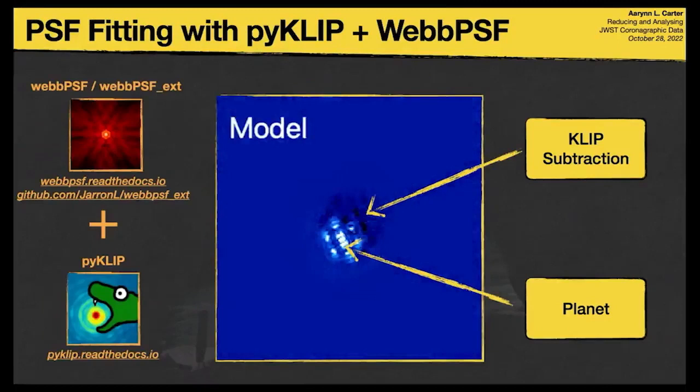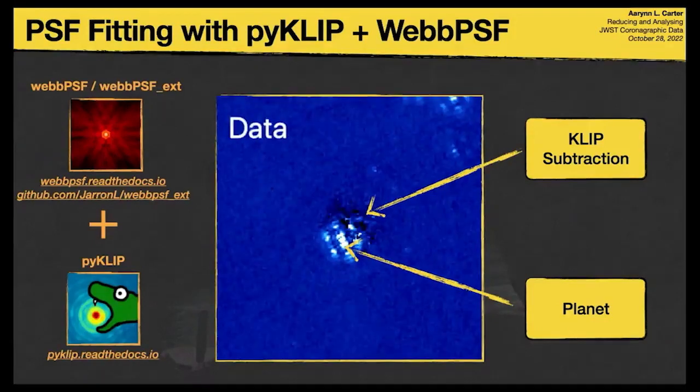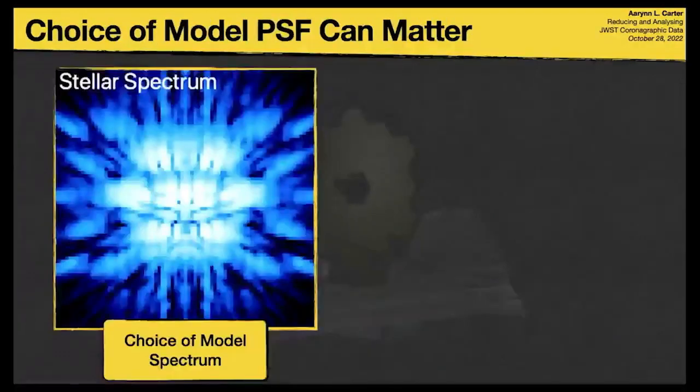We're using WebbPSF and PyKLIP again. And the way we do that is we can try and model what the shape of the planet looks like. And we can also, in KLIP, model how the subtraction affects the image. So this is what you're seeing here. And then what you want to do is fit this model to the data, like you would fit anything else, really. So the choice of your model definitely matters a little bit.